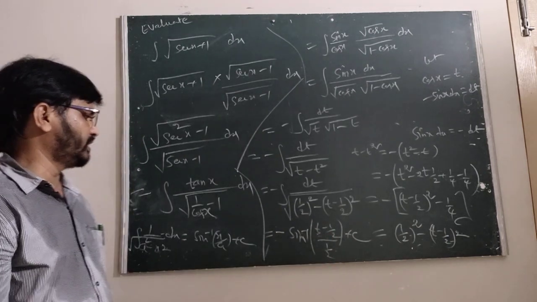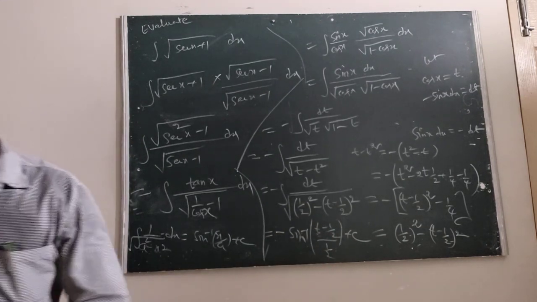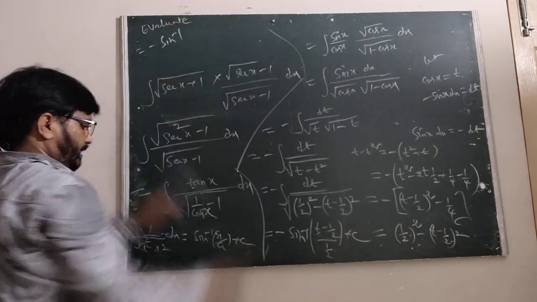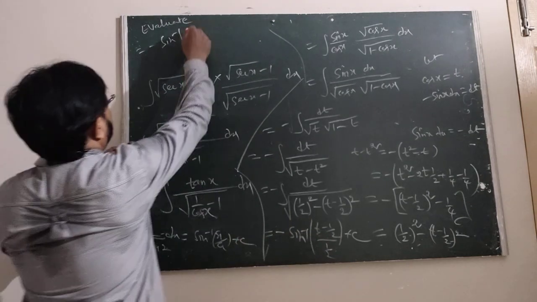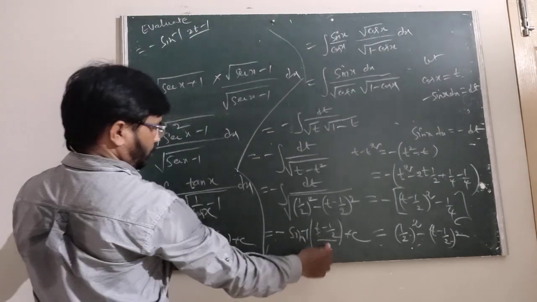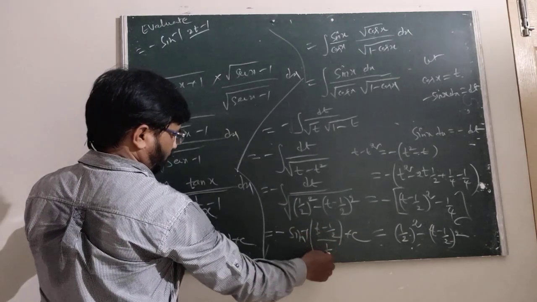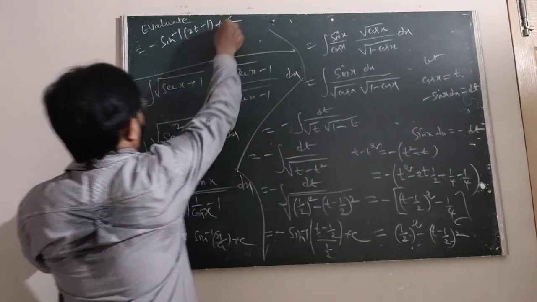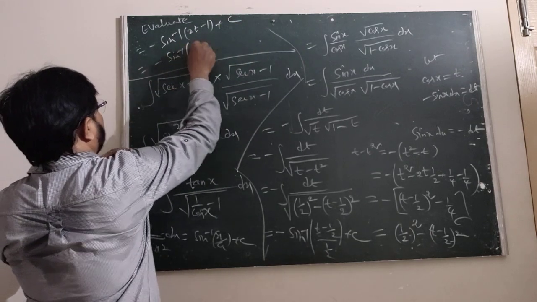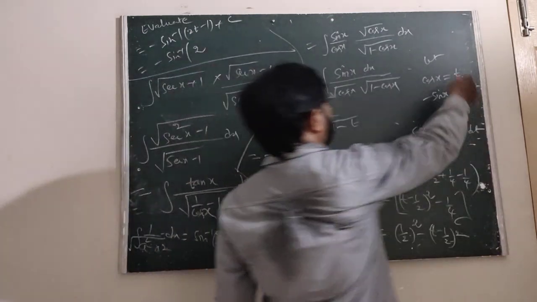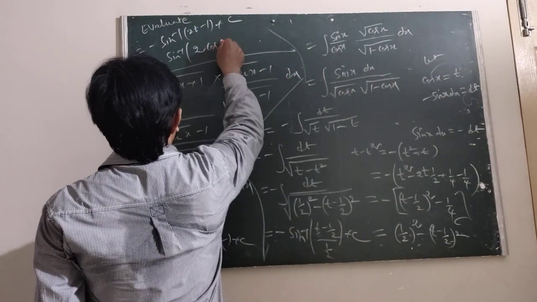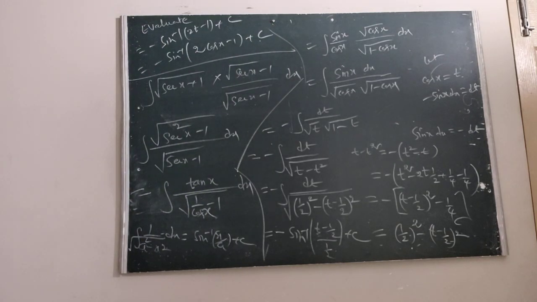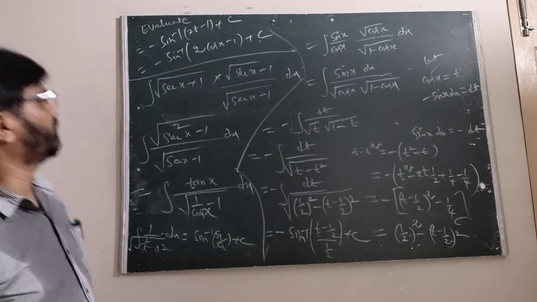Now we are taking the LCM, which is 2. Now we are getting minus of sine inverse of 2t minus 1 by 2 over 1 by 2. The 2s are cancelled. So finally, adding the integral constant c, we get minus of sine inverse of 2t minus 1, where t is cos x. So 2 cos x minus 1 plus c is our required solution. Minus sine inverse of 2 cos x minus 1 plus c.